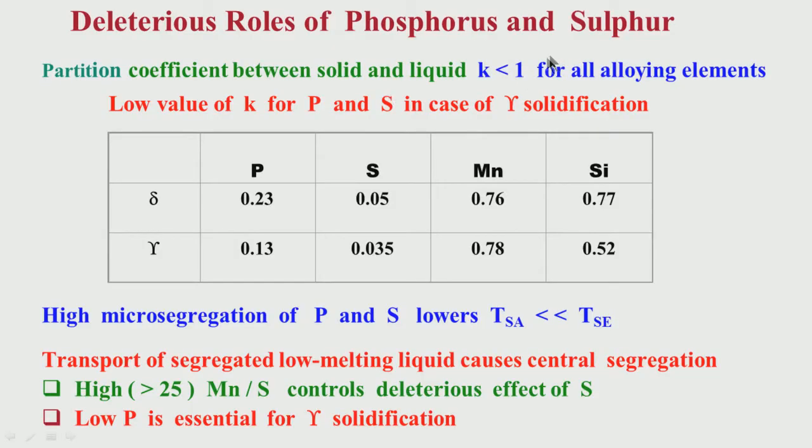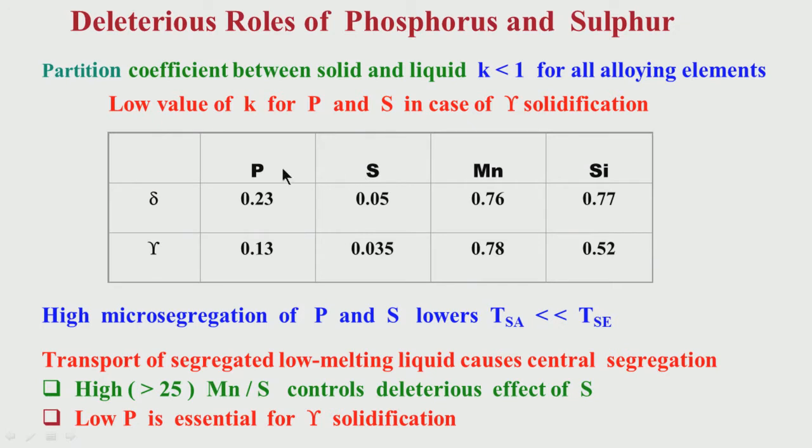Why is it deleterious? I had mentioned that small k, the value of the partition coefficient between solid and liquid, is less than 1 for all alloying elements, but for phosphorus and sulfur it is very low. Like I have mentioned, phosphorus in delta solidification is 0.23, sulfur is 0.05. You see, these are very low compared to manganese and silicon, which are 0.76 and 0.77. This table is just to give the relative values of small k for the different alloying elements.